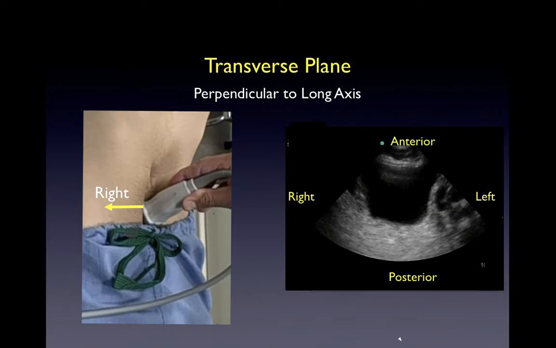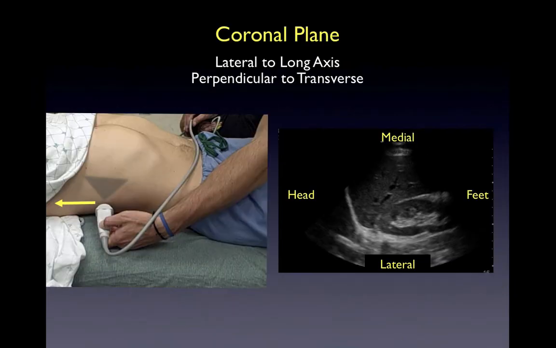Anterior is where your probe is touching the skin, and posterior is deep, deep to the bladder. This is very similar to the orientation from when you're reading a CAT scan. This should be a very familiar view to you.